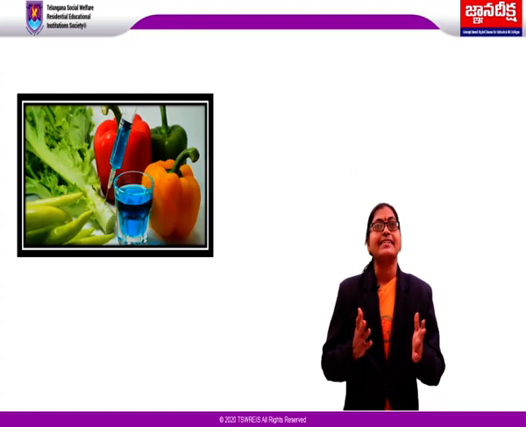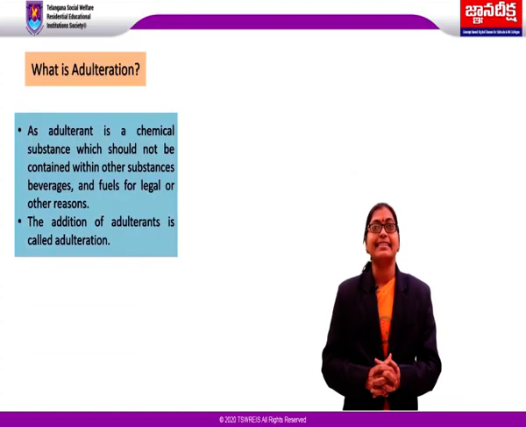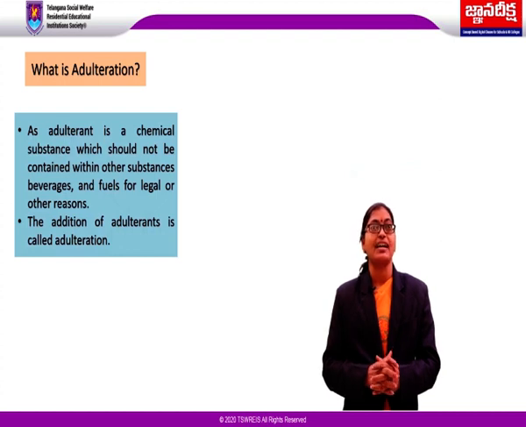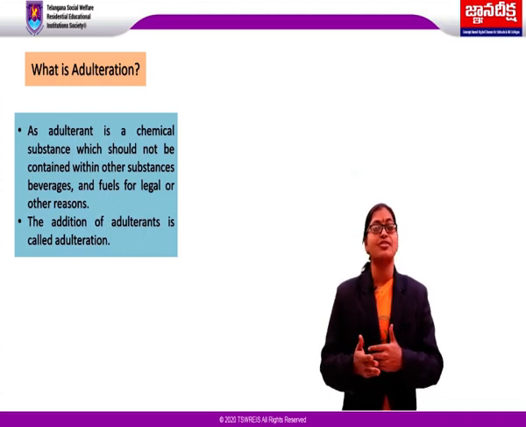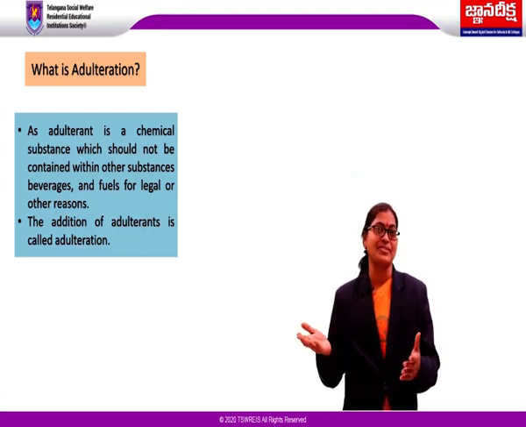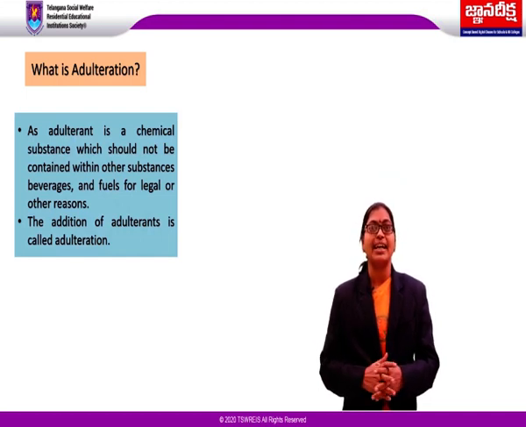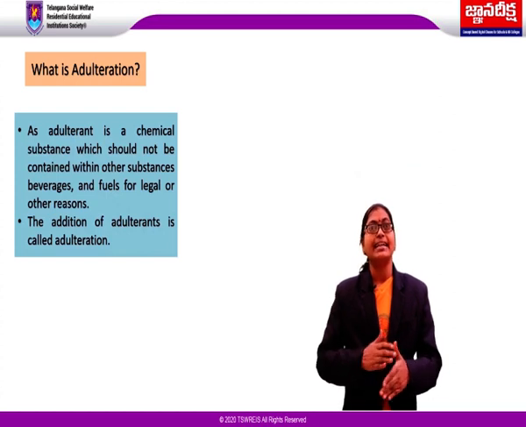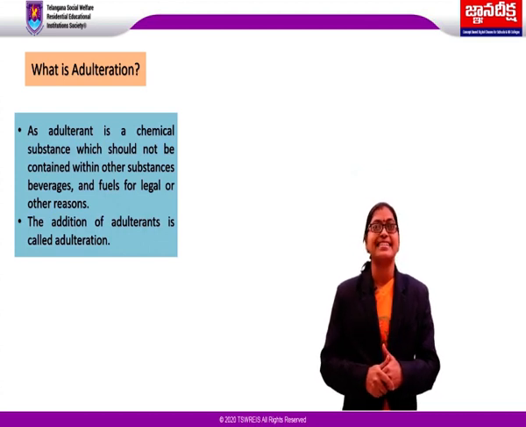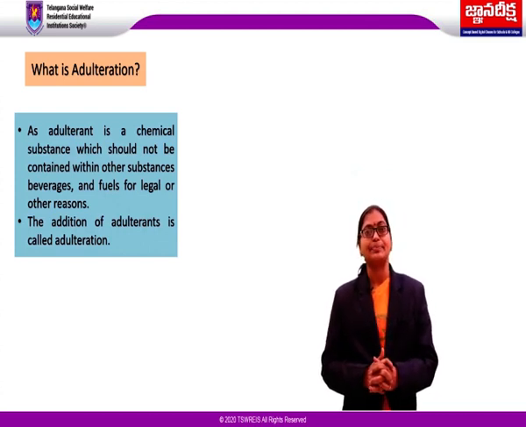Adulteration is a chemical substance which should not be contained within other substances, beverages and fluids, for legal or other reasons. The additions of adulteration are called adulterants. They are in different forms. Either they may be different types of chemicals, toxic substances and poisonous substances also. The word is appropriate only for unwanted additives. Adulterants when used in more quantity are called cutting agents, while deliberate addition of toxic adulterants to food or other products for human consumption is known as poisoning.